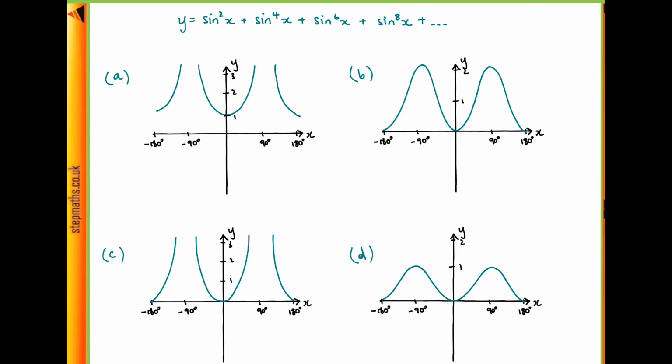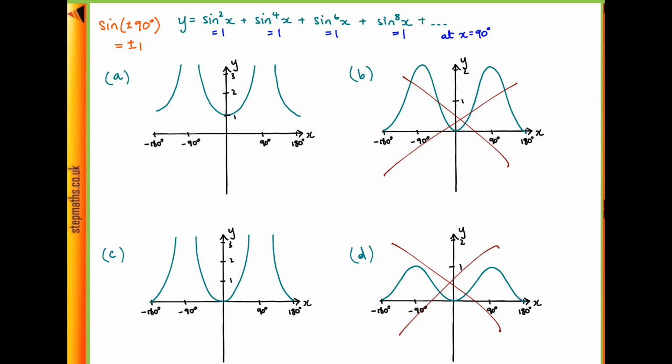At plus and minus 90 degrees, what are each of the terms going to be equal to? Well, sine of plus or minus 90 degrees is plus or minus 1. So when we raise that to an even power, each of these terms will be equal to 1. We've got infinitely many terms, so we're adding 1 up infinitely many times. What's that going to give us? It's certainly not going to give us 1 or 2. It's going to go to infinity. So neither B nor D will be our answer, and our answer will be either A or C.